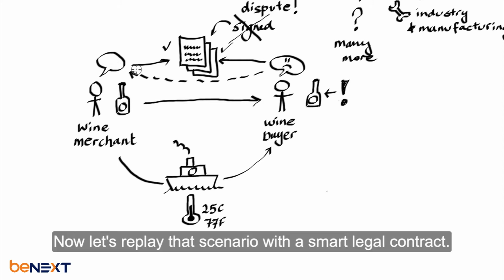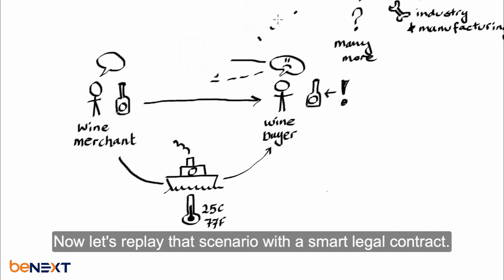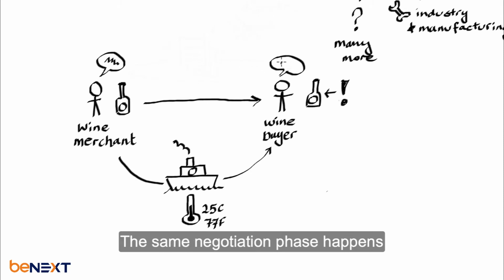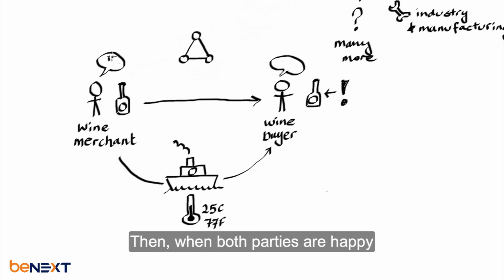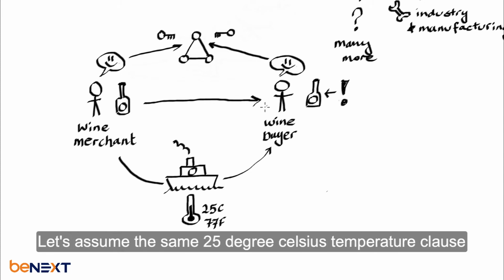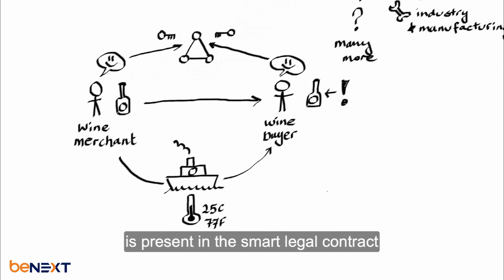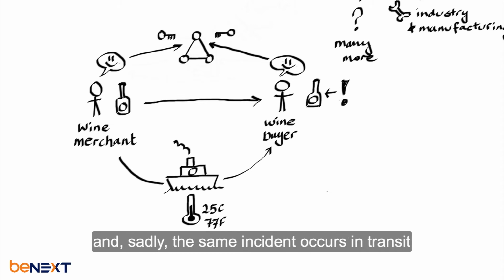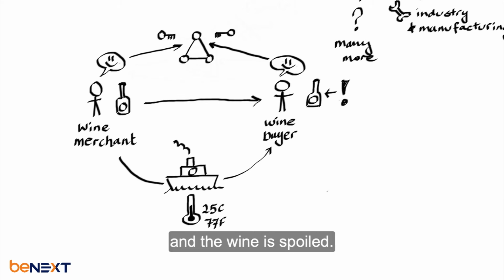Now let's replay that scenario with a smart legal contract. The same negotiation phase happens and the smart legal contract is created. Then, when both parties are happy, the smart legal contract is digitally signed. Let's assume the same 25 degrees Celsius temperature clause is present in the smart legal contract, and, sadly, the same incident occurs in transit, and the wine is spoiled.